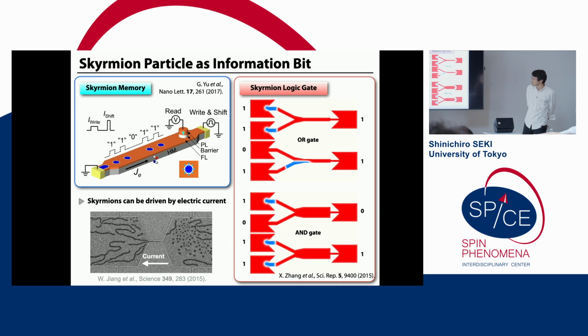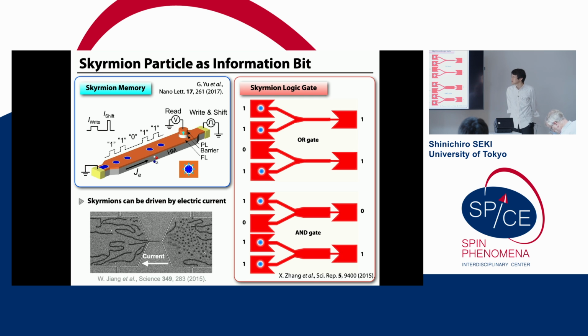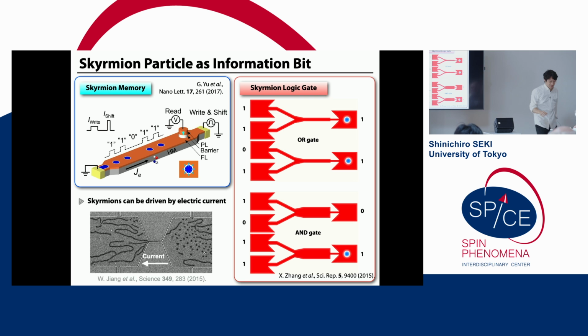One unique feature of skyrmions is that, especially in a metallic system, the skyrmion can be driven by an electric current. By using this feature, several different types of skyrmion-based memory or logic gate devices have been proposed. In such a system, the presence and absence of the skyrmion at some specific position is considered as information 0 or 1. In this manner, the skyrmion particle is now intensively studied as a candidate for the information bit.